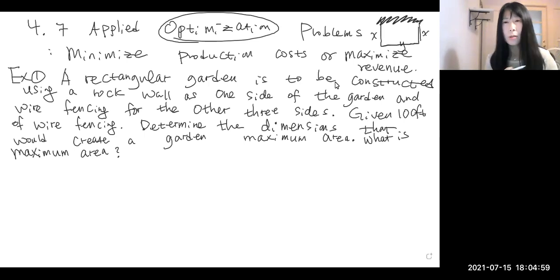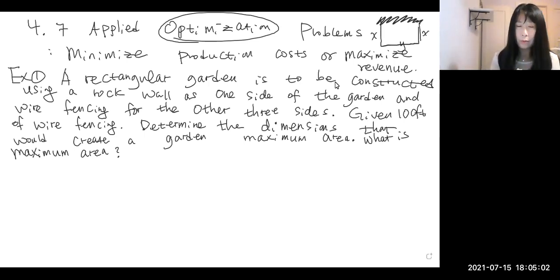So what is area? Do you remember the formula of area? Area is one side times the other side, right? That is base times height. So in this case, x times y, right? Good.